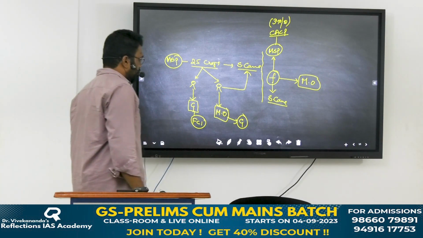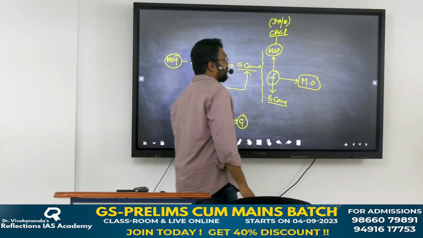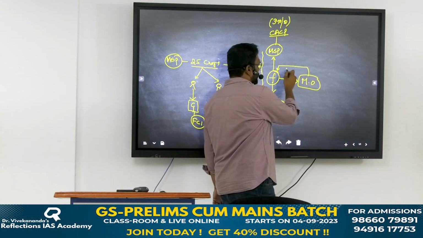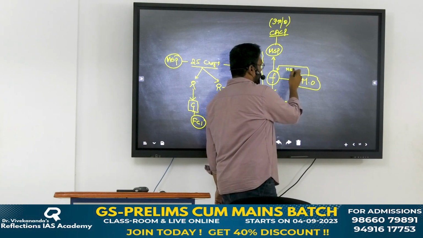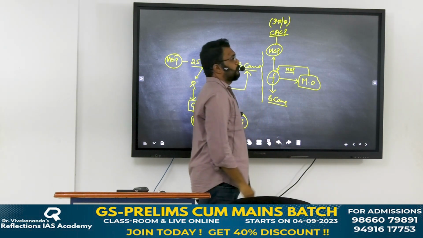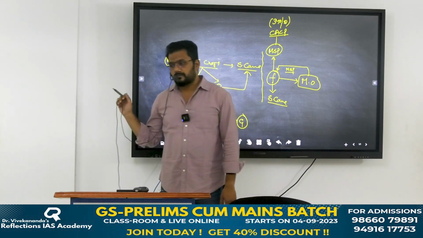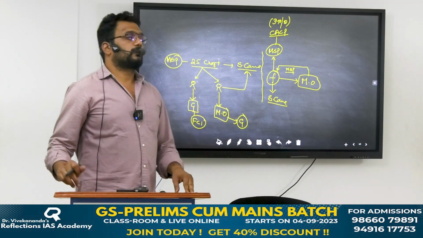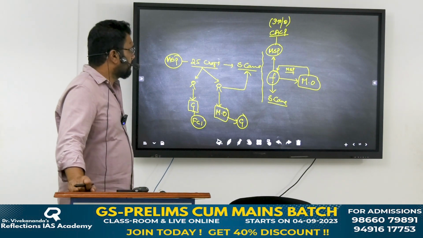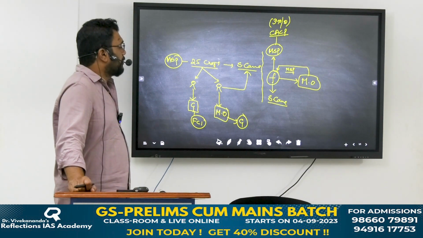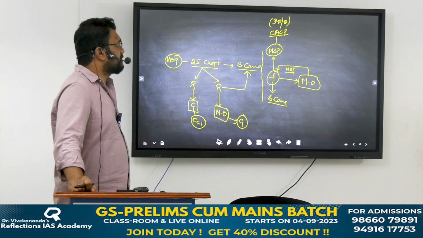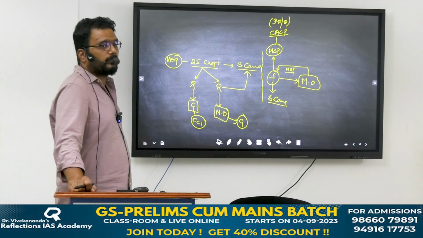Because who is purchasing here? Mill owners are purchasing to process. So mill owners will pay MSP to the farmers. Now mill owners will pay MSP to the farmers, and this MSP is decided by CACP. Government decides.